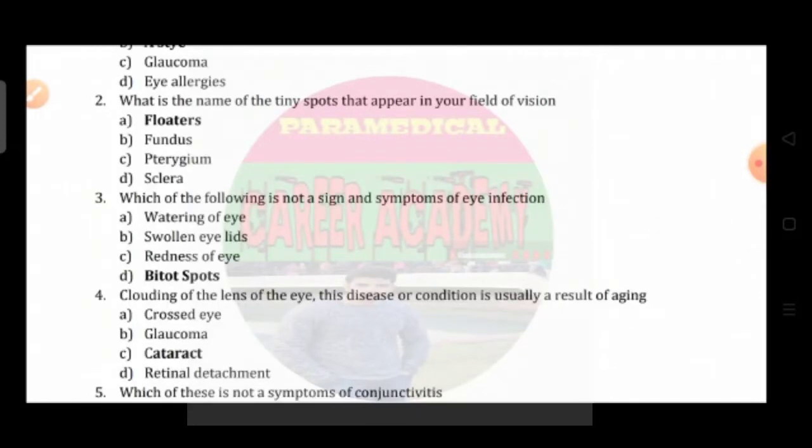Question number 2: What is the name of the tiny spot that appears in your field of vision? Option A is floaters. Option B, fundus. Option C, pterygium. Option D is sclera. So the correct answer is option A.